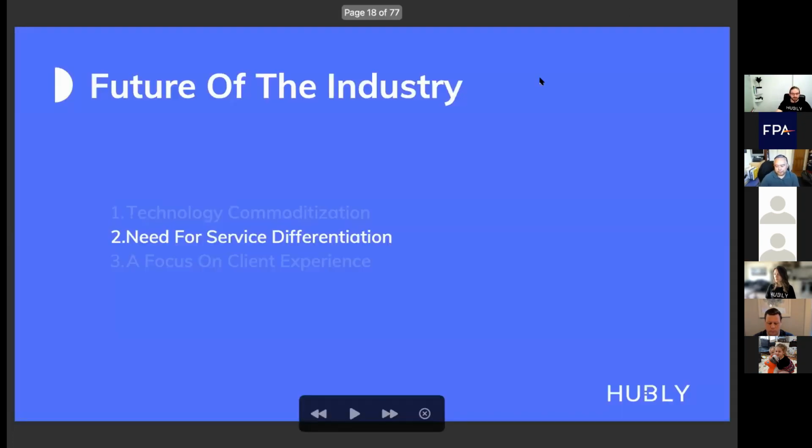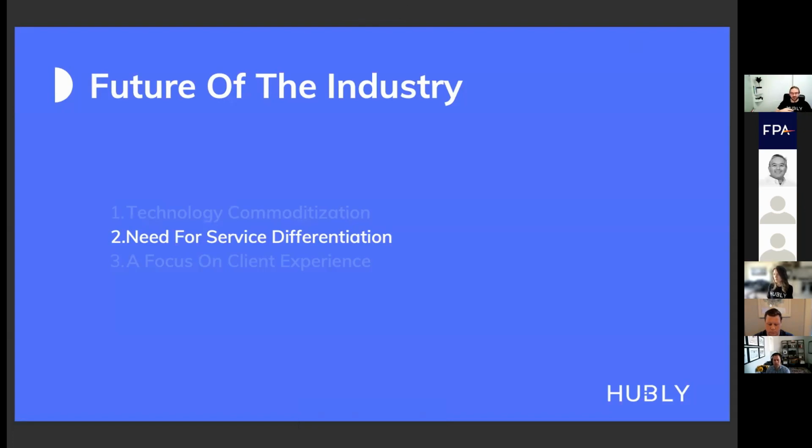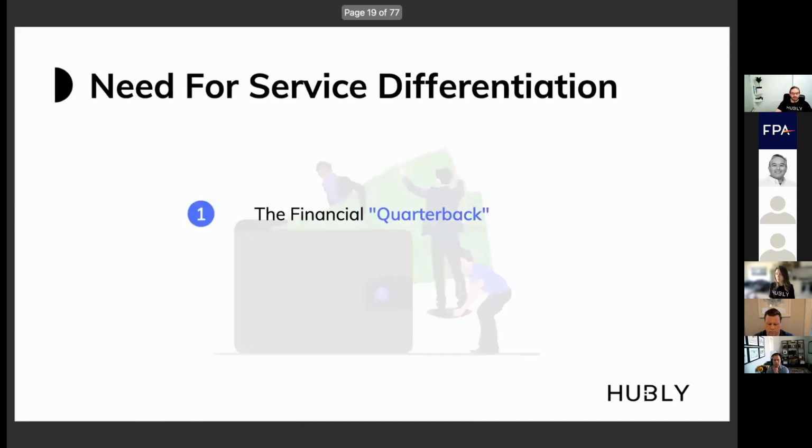And that brings me to the second trend for the future of the industry, which is the need for service differentiation. Basically, due to technology commoditization, the only way advisors can continue to succeed is to really differentiate your services. We work with hundreds of advisors, and these are some of the things we've seen them do that I want to share. The first thing is they start referring to themselves as their client's financial quarterback, essentially doing more for your clients at the same cost as before.